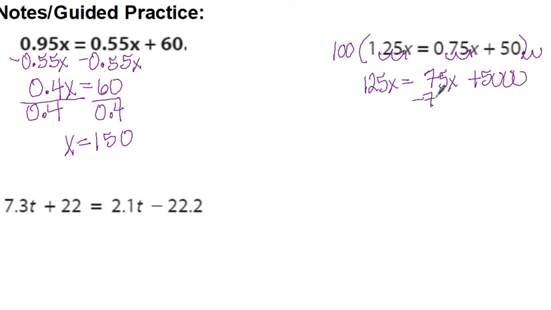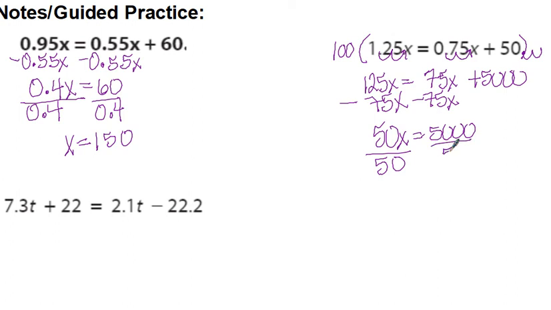So I'm going to still subtract 75x here. I'm going to take 125 minus 75. We get 50x equals 5,000. I'm going to divide by 50 just like I would if I had 5 or any other small number. And we get exactly 100. Another thing I could have done is remove these zeros first too if I wanted to.